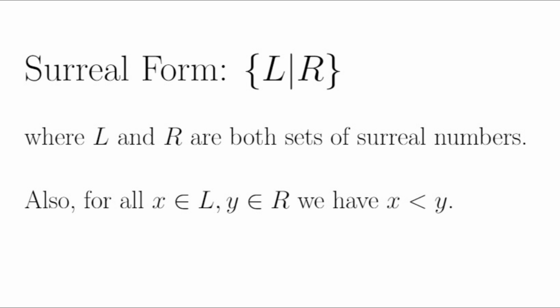If all the elements in L are less than the elements in R, then this form represents a surreal number, which is defined as the simplest number in between, in other words, strictly greater than all elements in L and strictly less than all elements in R. What I mean by simplest will become clear after a few examples.